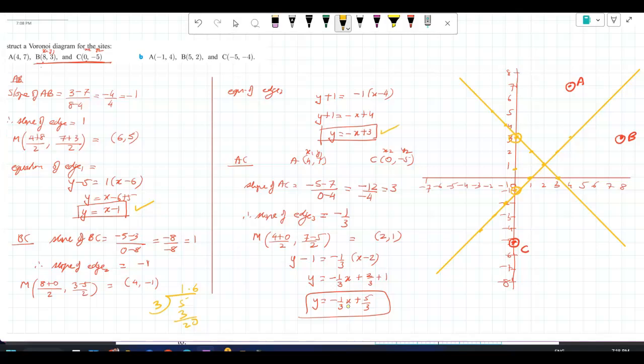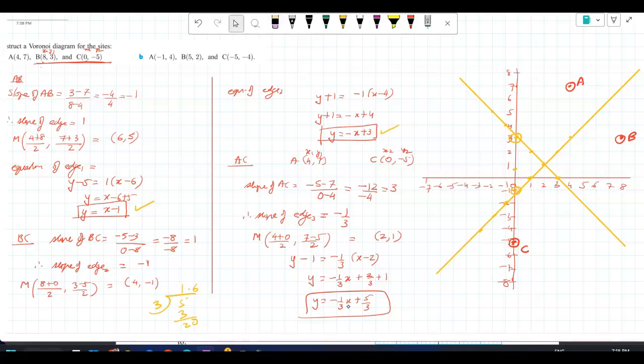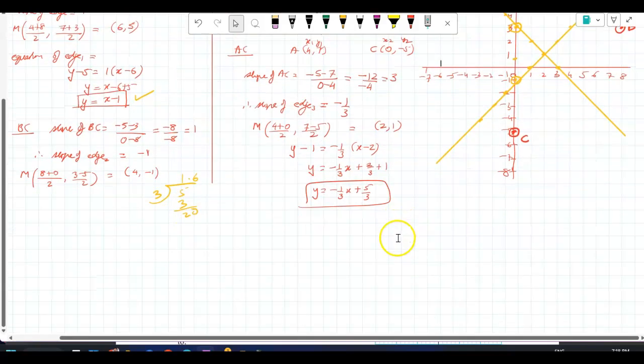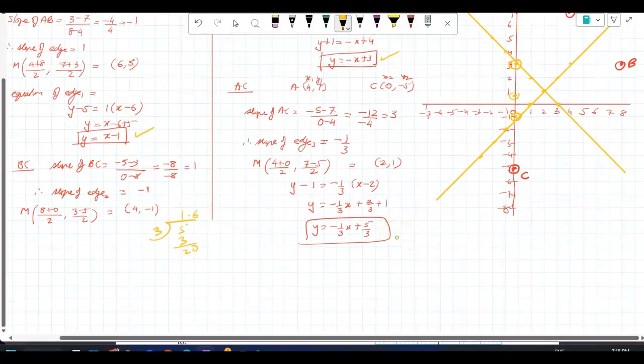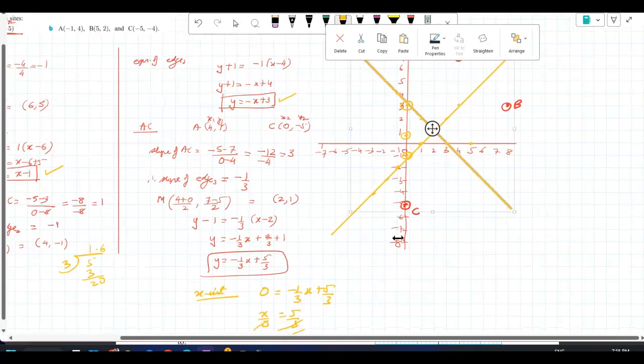It will be something like approximately going right. Or there's another way of doing it. You can also get the x-intercept and y-intercept. So y-intercept we got. How do you find the x-intercept? Substitute y as 0. So x/3 is equal to 5/3. So x is 5. So you can get your x-intercept and y-intercept, and then you join that.